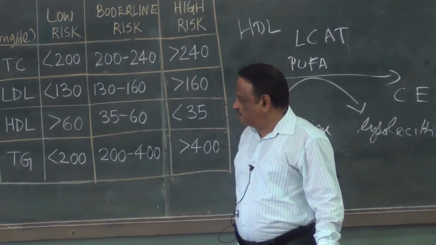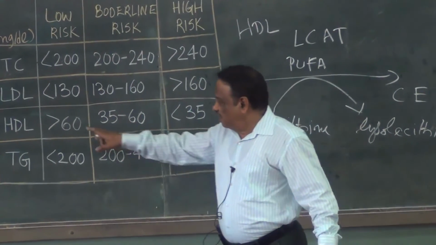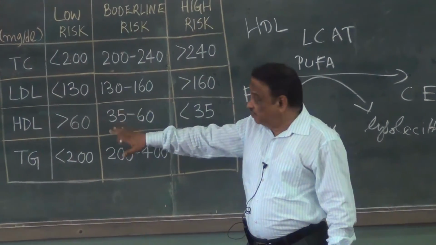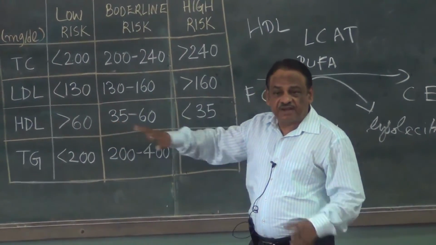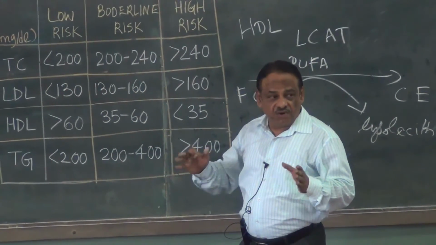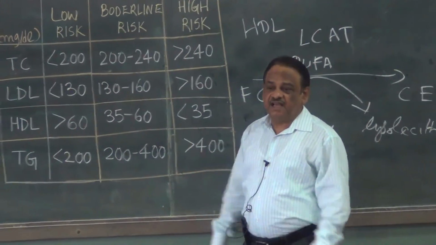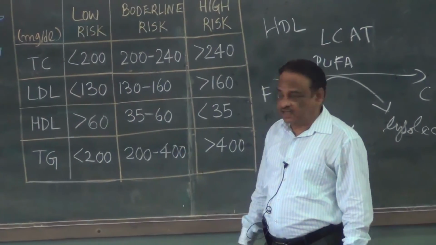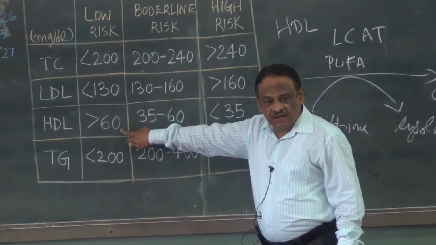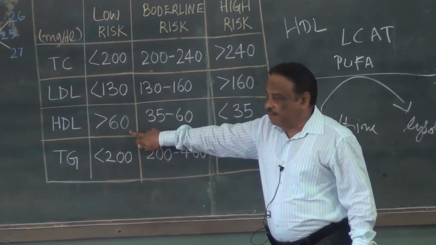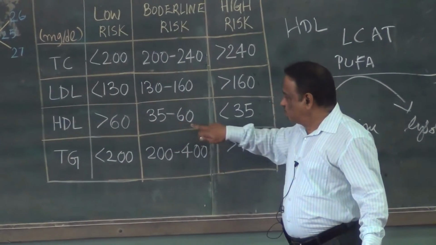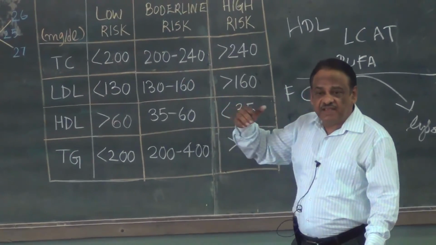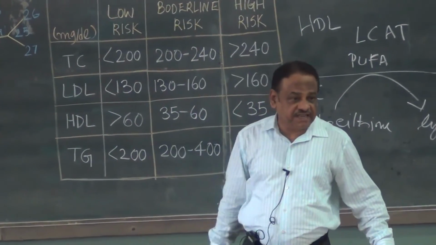And HDL is the good cholesterol. It should be more than 60 milligrams. If it is more than 60 milligrams, you can be rest assured that you are protected against the various CVDs, cardiovascular diseases. So it is ideal to have more than 60 milligrams, and 35 to 60 is borderline. Borderline means it matters if other compounding factors are present.